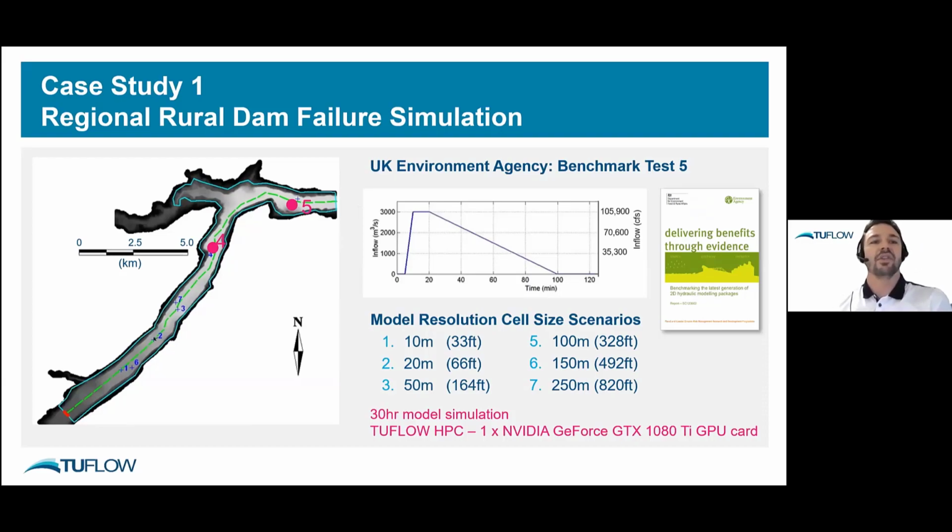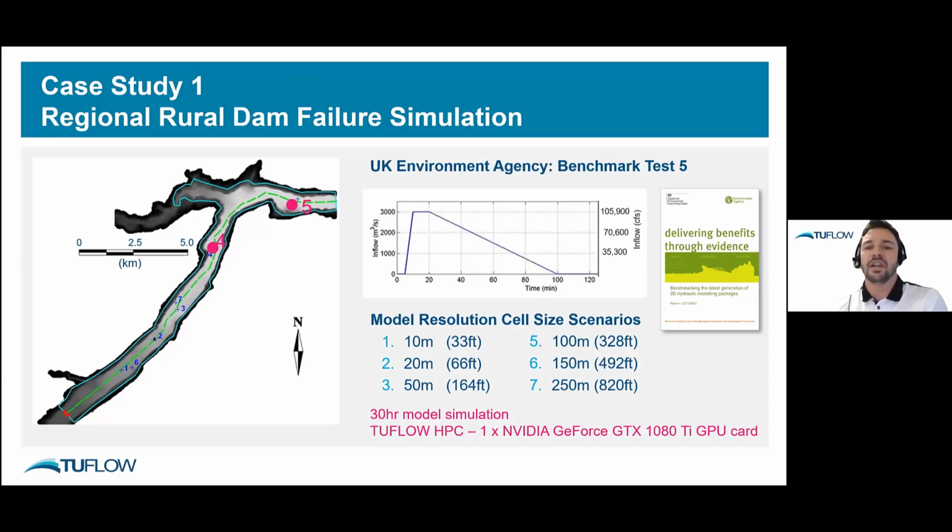Test case number one, this is a regional rural dam failure simulation. The data set has come from the United Kingdom Environment Agency. They, I guess, ran the benchmark study, which is shown on the right there, back in 2012, I think, from memory. And one of their benchmark cases was this one here. It was benchmark test five. A dam failure situation passing down a valley. The length of that valley is in the order of, I think, around about 16 kilometers. There is a scale bar there. I'd have to measure it out to get the exact length there, but from memory, it was about 16 kilometers.